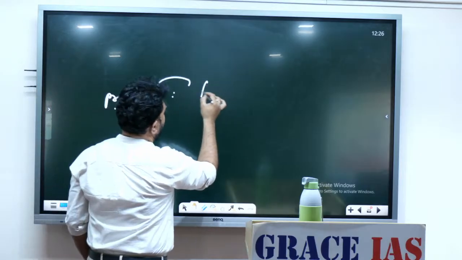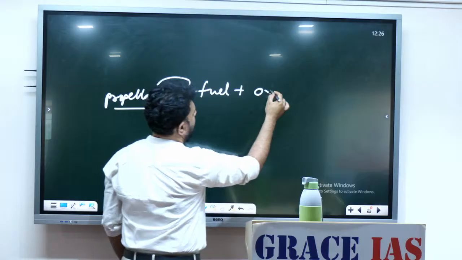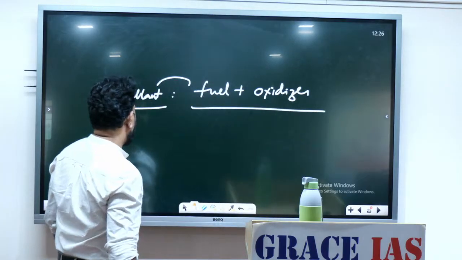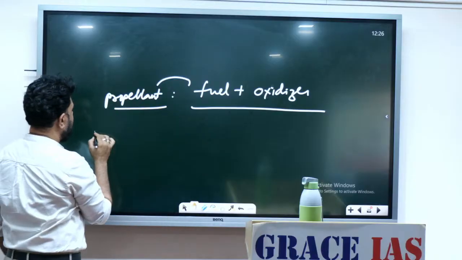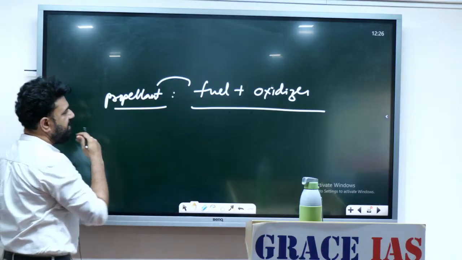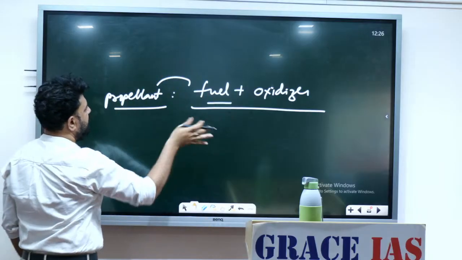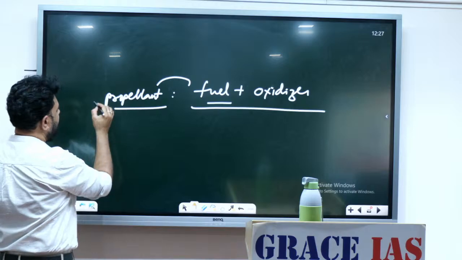Propellant is the fuel plus oxidizer mixture. So why not only fuel? Because there is no oxygen in outer space. Simple it is. Oxygen is required for combustion of fuel. Okay. So how much or what type it should be and why it is so different?